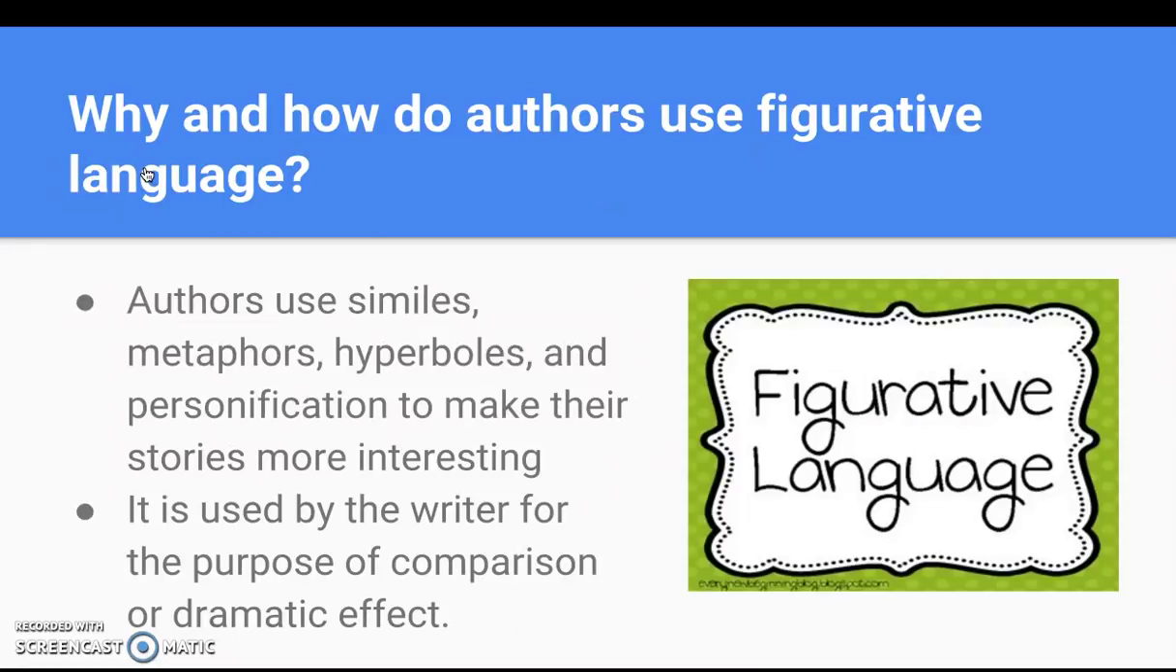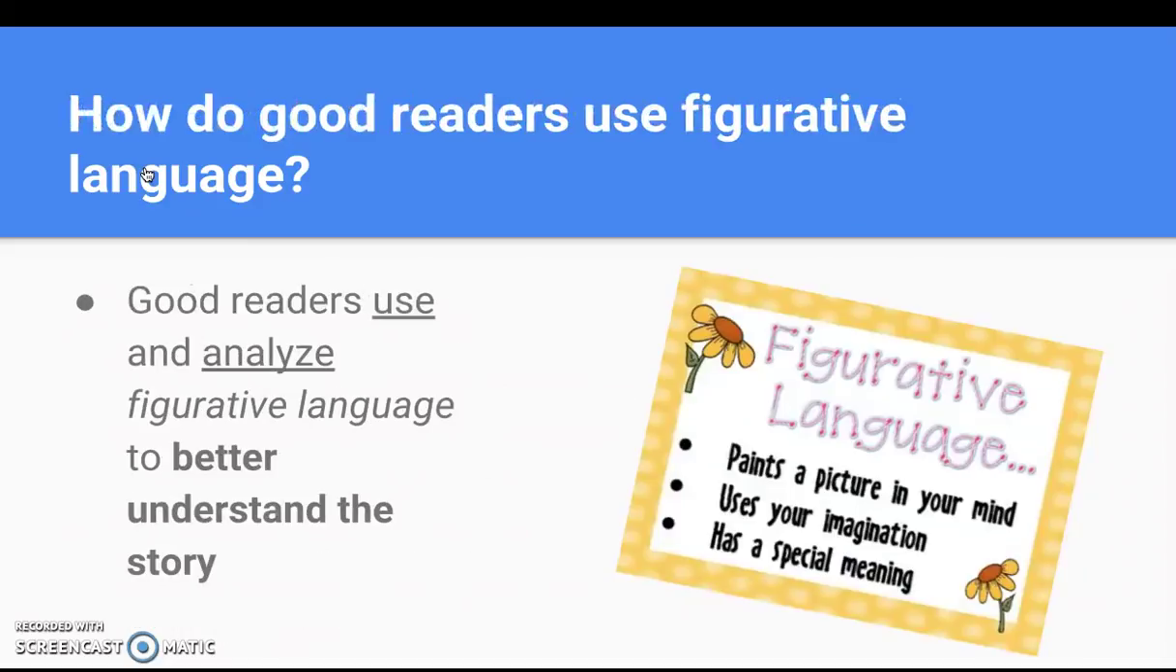Why and how do authors use figurative languages? Authors use similes, metaphors, hyperboles, and personification to make their stories more interesting. It is used by the writer for the purpose of comparison or dramatic effect. It brings more interest and excitement to your writing, to keep the reader interested in what you are writing about.